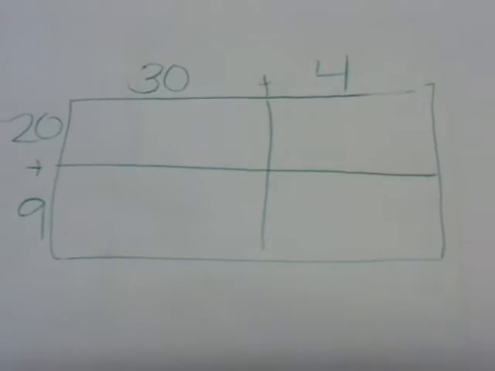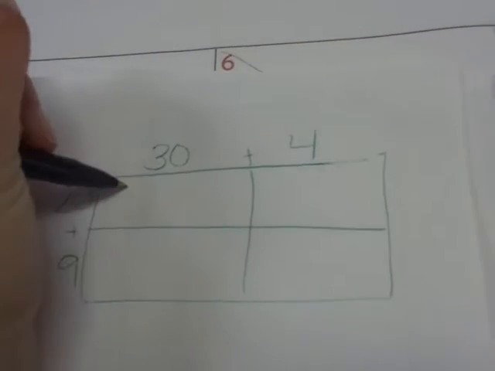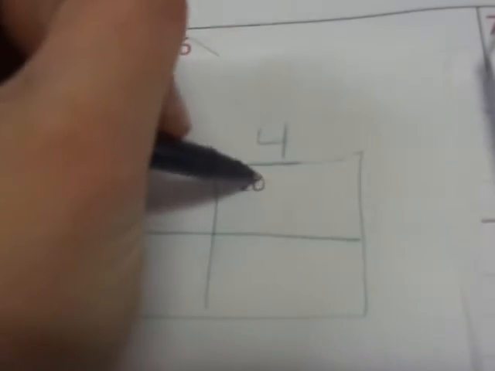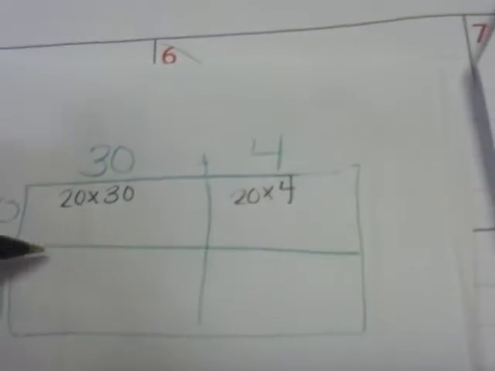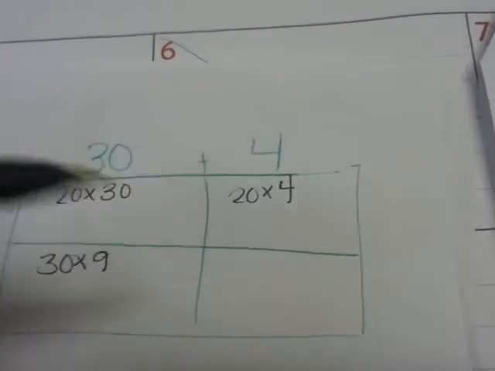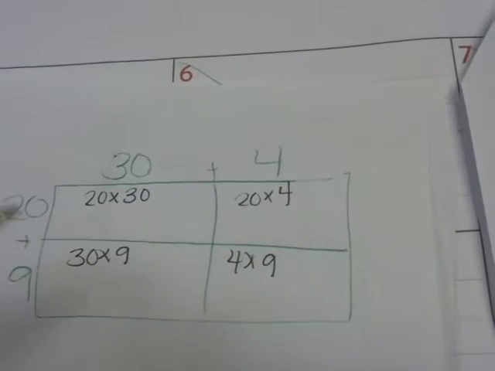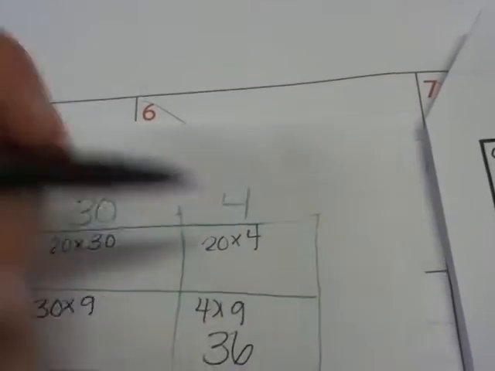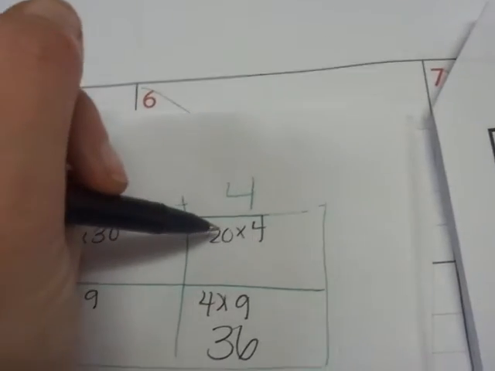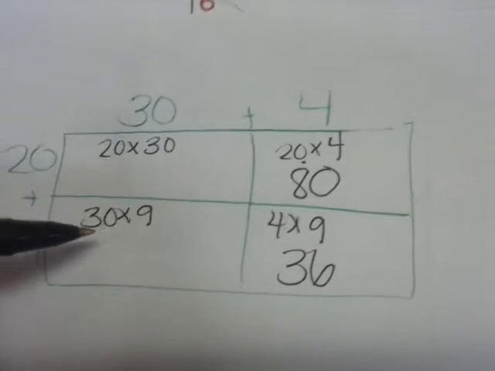For area model, I set up my squares, my area model, to find my products. So here I have 20 times 30, 20 times 4, 30 times 9, and 4 times 9. So now I multiply. I'm going to start with 4 times 9, which is 36. Go up here, 20 times 4, cover up my 0. 2 times 4 is 8. 80, add it back.